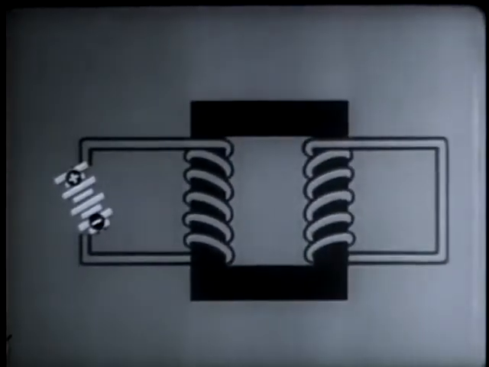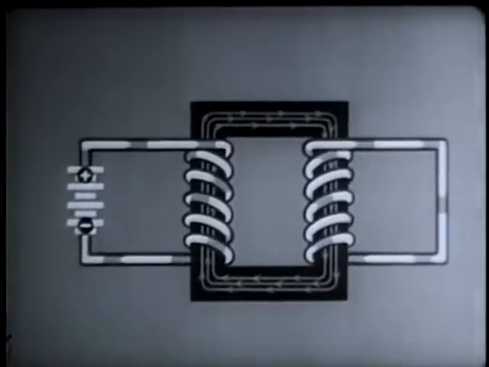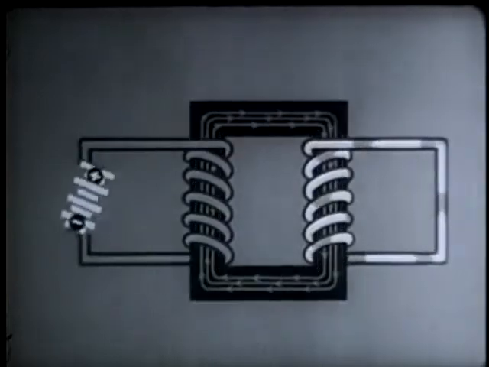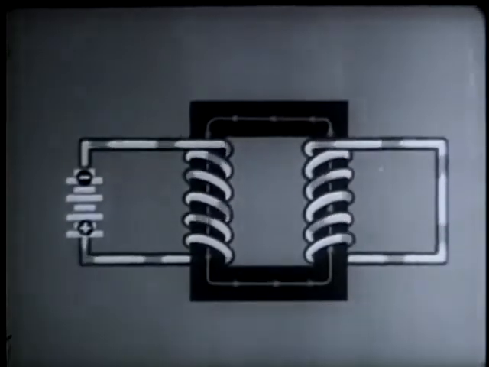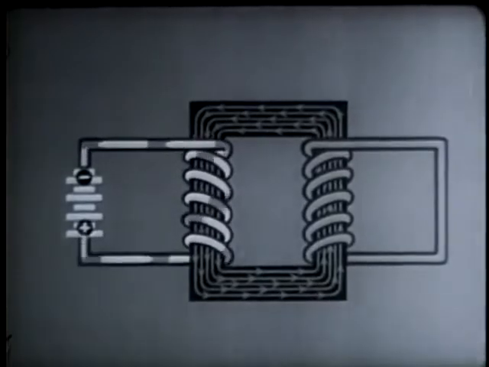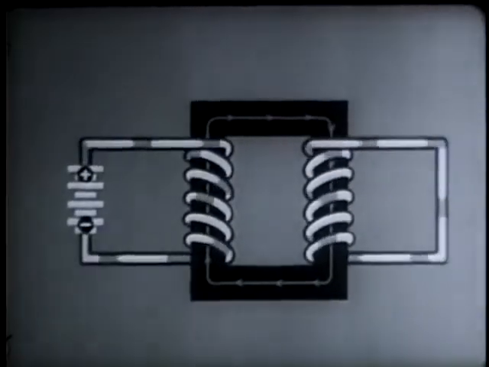Now let's consider alternating current. We'll first give you an idea of how it works by sending direct current through the coil, first in one direction, then in the other. Notice that the induced current in the second winding reverses each time the supply current is reversed. Now let's speed it up.